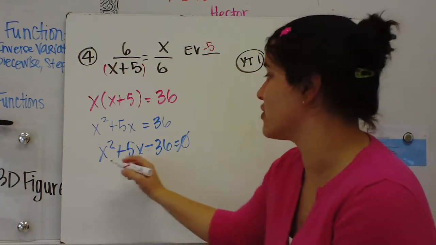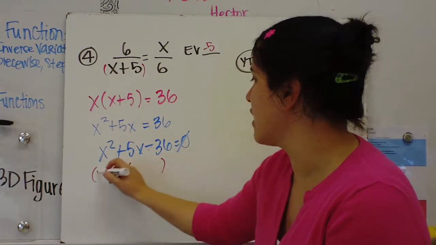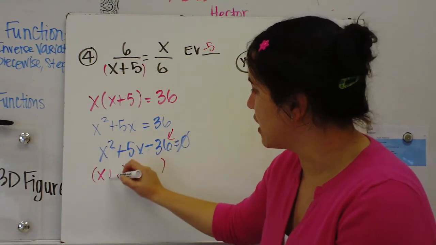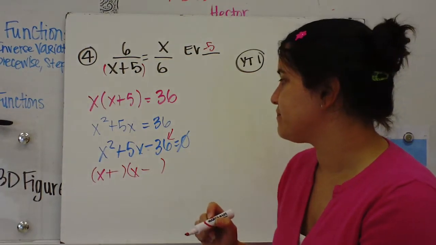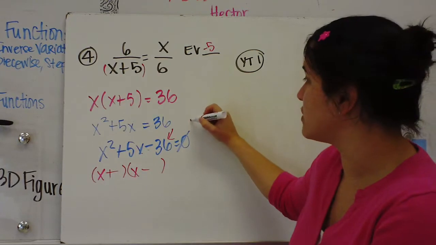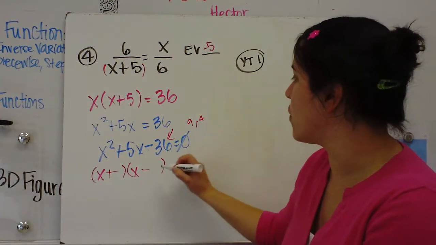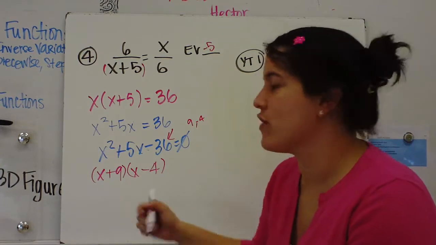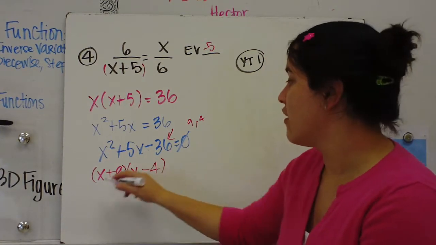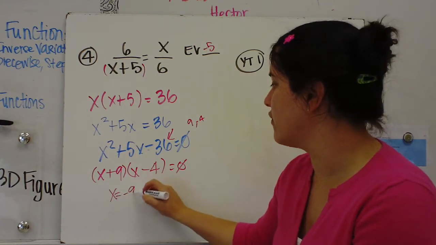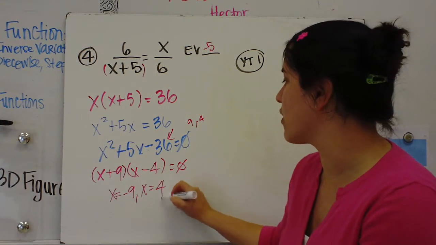I'm going to factor, and I see that to get negative 36, I'm going to need one plus and one minus, and I want a positive 5. So I know I'm going to use 9 and negative 4, because if you add 9 plus negative 4, that's going to give you a positive 5. From here, I know that x equals -9 and x equals 4.